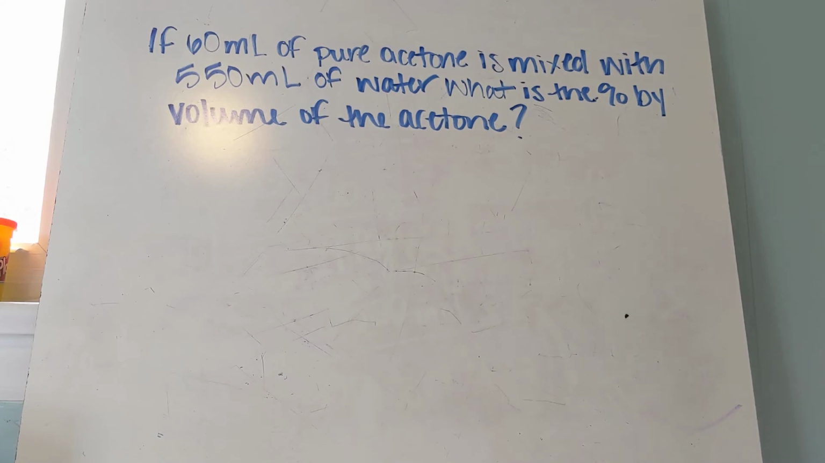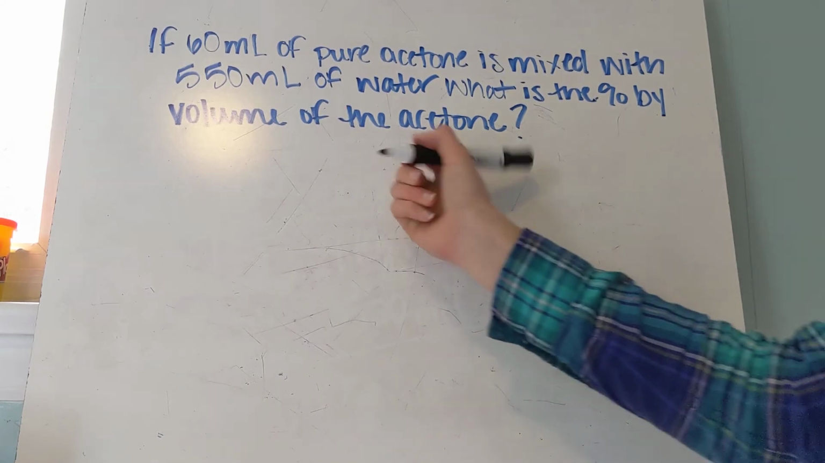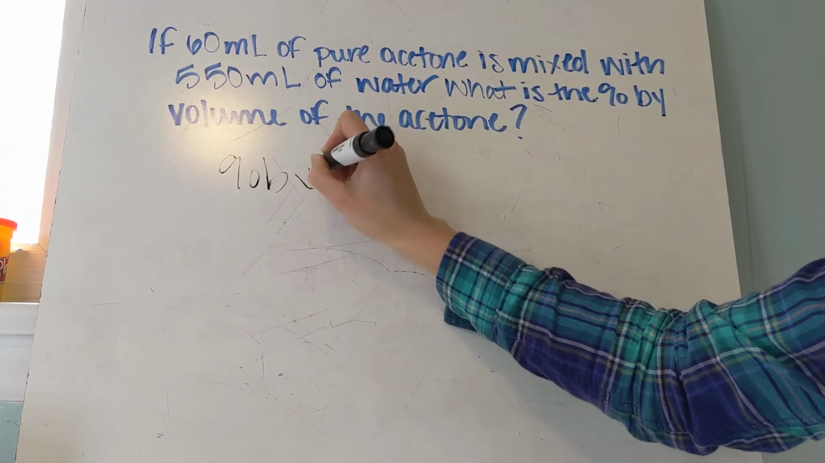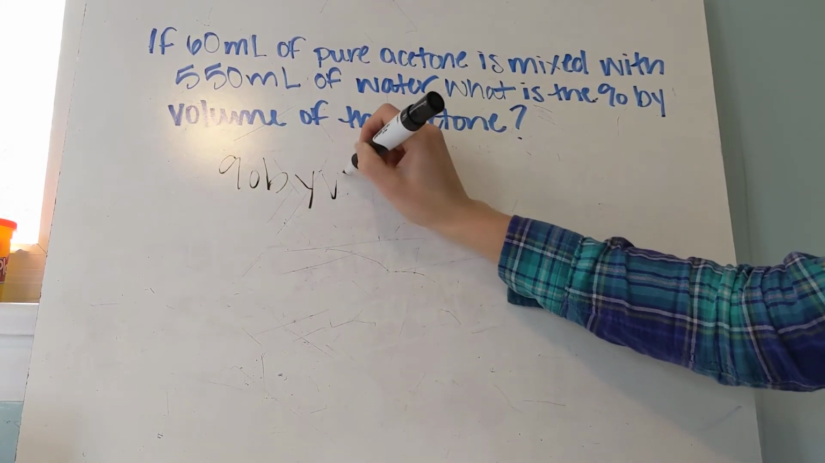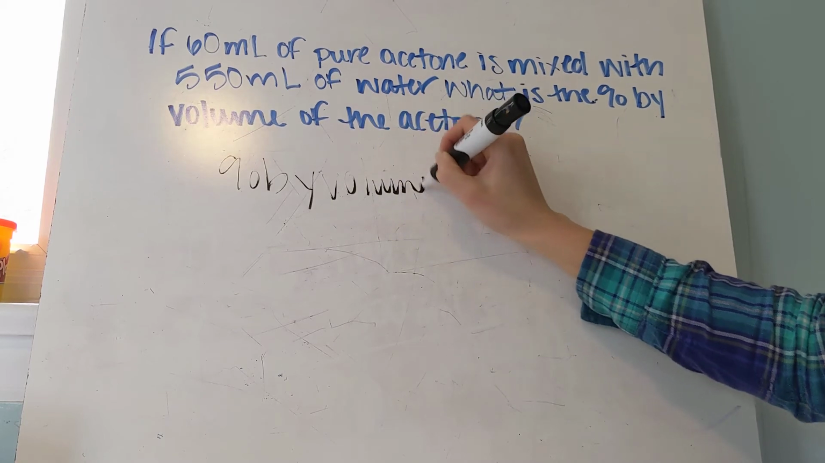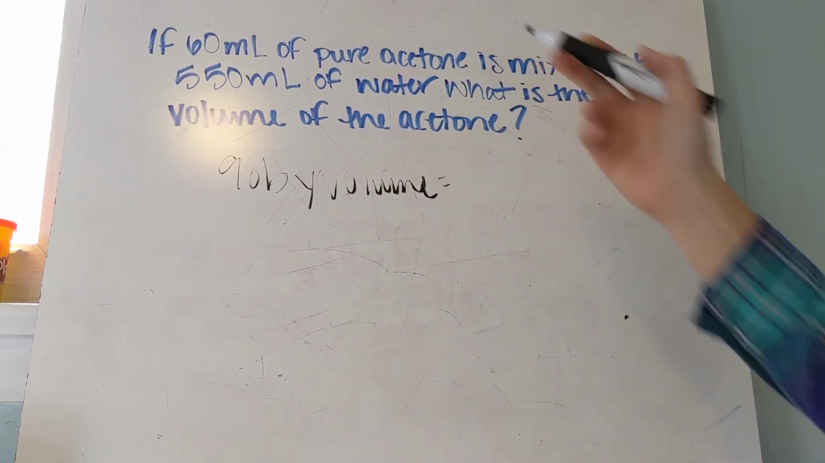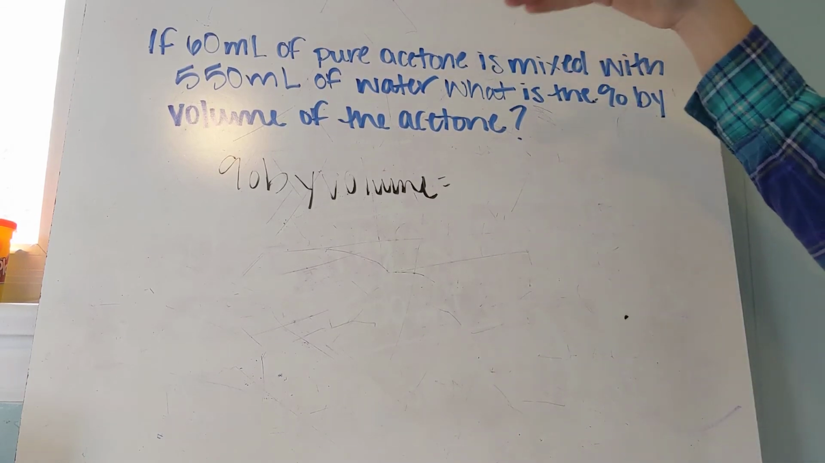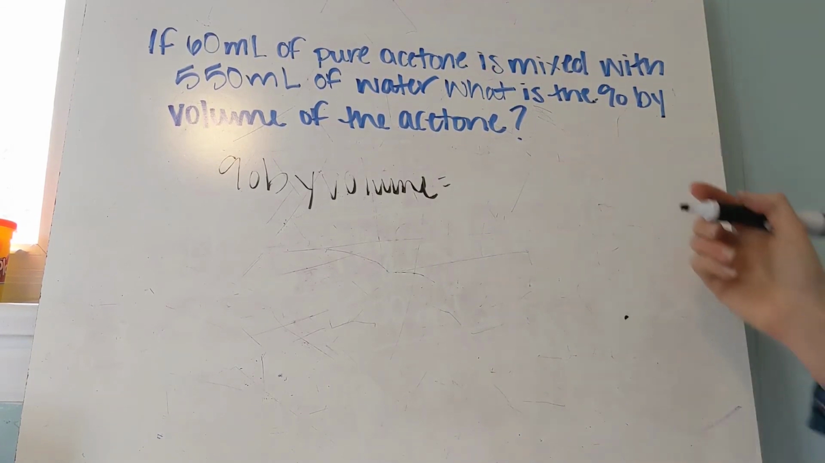Once again, our formula, percent by volume. And the reason they're using volume in this one is because acetone is a liquid. So when we're dissolving a liquid into a liquid, we're going to use percent by volume.